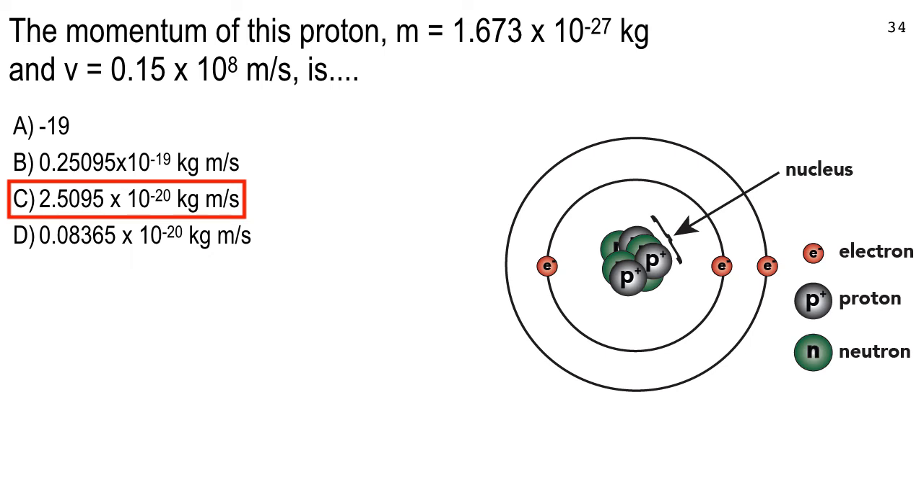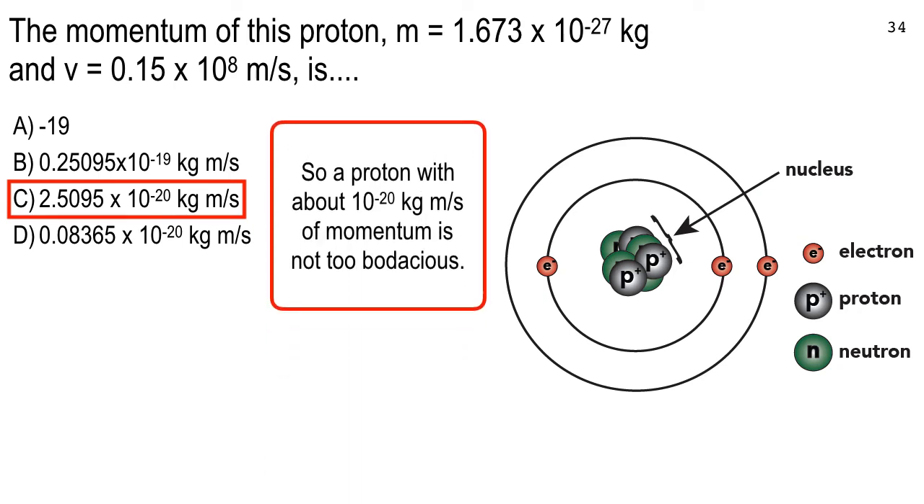All right. So, anyways, when you're talking about a proton, 10 to the minus 20 kilogram meters per second is a righteous neighborhood. That's a small fraction of what a baseball would have, but for a proton, that's not too bad. All right, here we go.